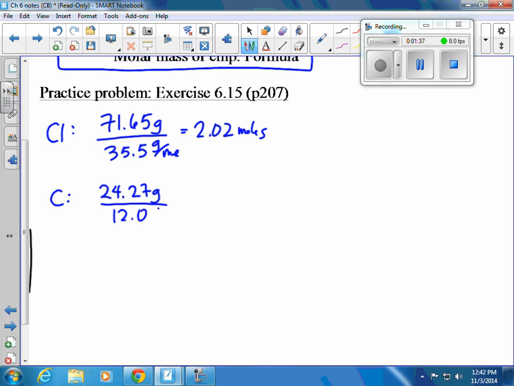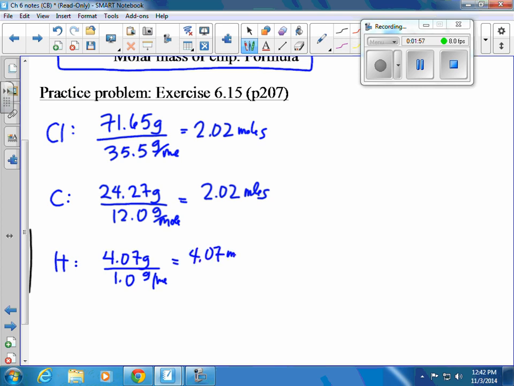The molar mass for carbon is 12.0 grams per mole, and that is also going to be 2.2 moles. I like when they give us these nice, easy numbers. And then it's 4.07 grams of hydrogen. We know the molar mass of hydrogen is 1, so we're actually going to get 4.07 moles.